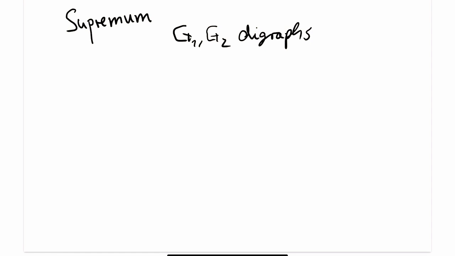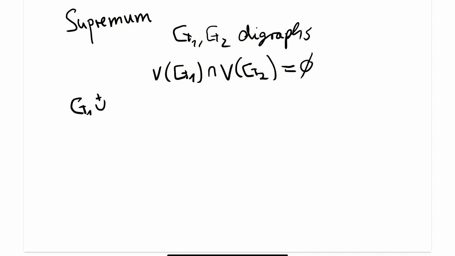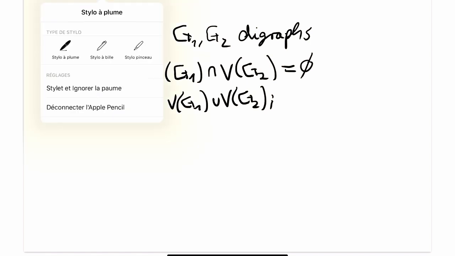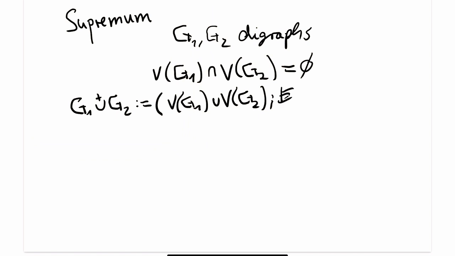The first assumption that we make is that the vertex set of G1 and the vertex set of G2 are disjoint. And then we define a new graph, G1 disjoint union G2, as the graph whose vertex set is the union of the vertex sets of G1 and G2, and the edge set is simply the union of the edge sets of G1 and G2.